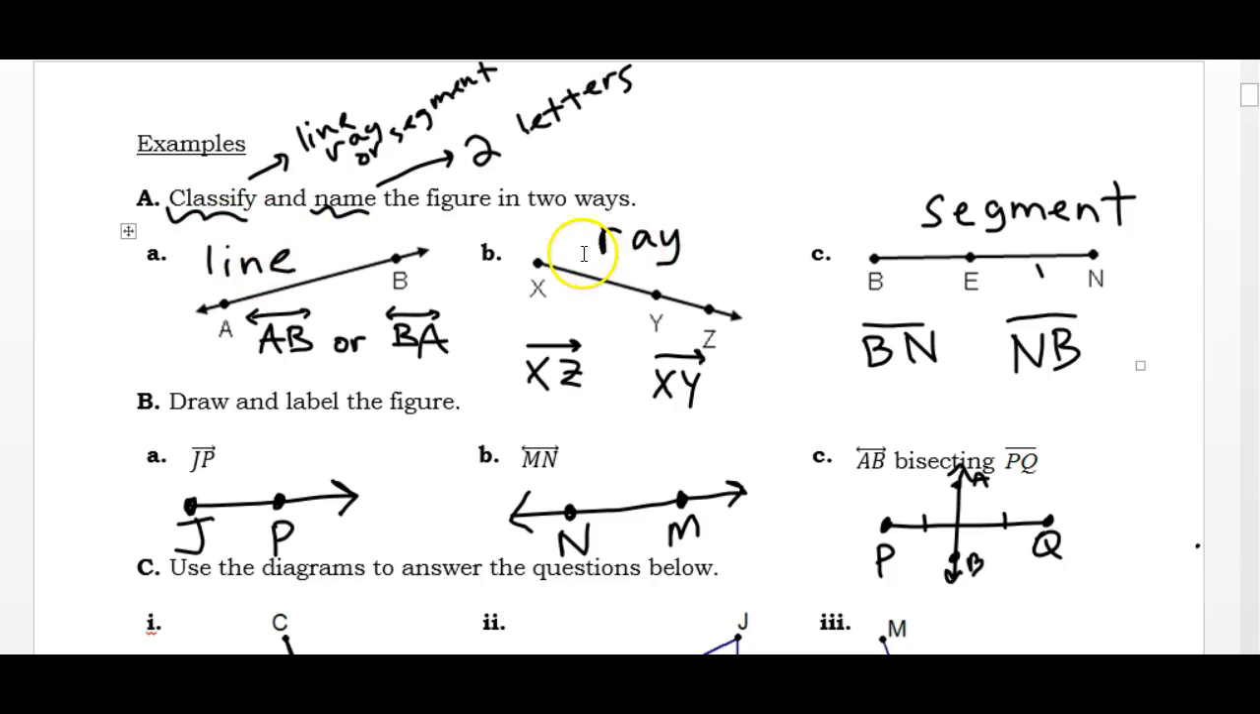My second one's a ray. It has a point on one end and an arrow on one end. My last one is a segment. It has points on two ends.